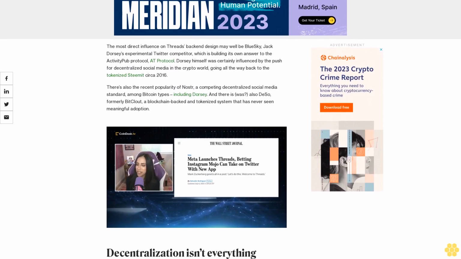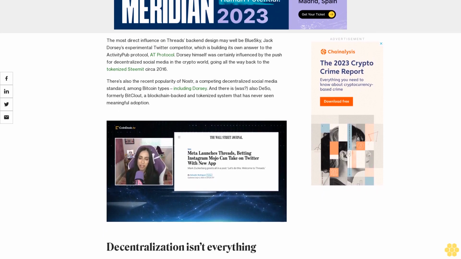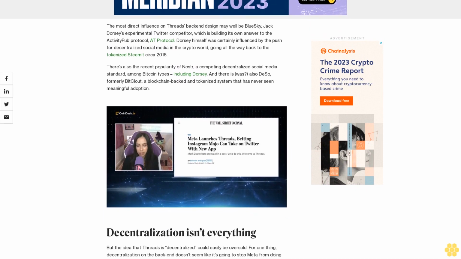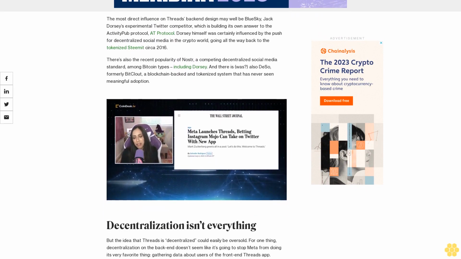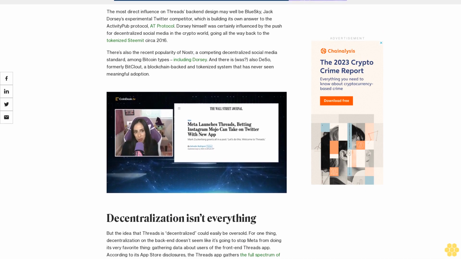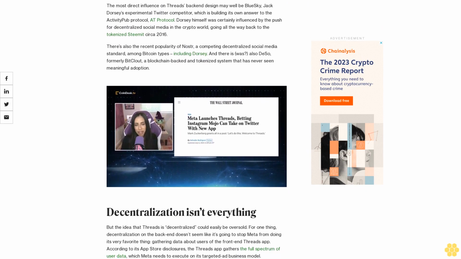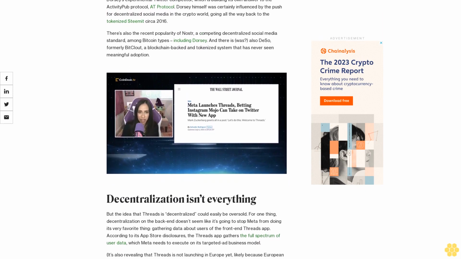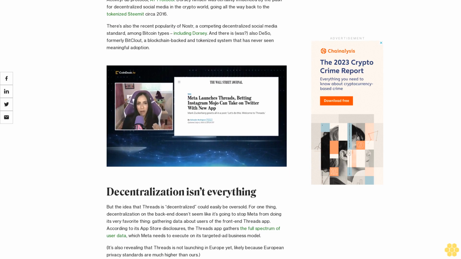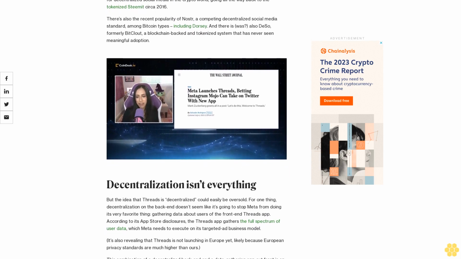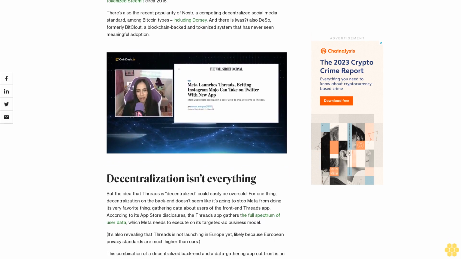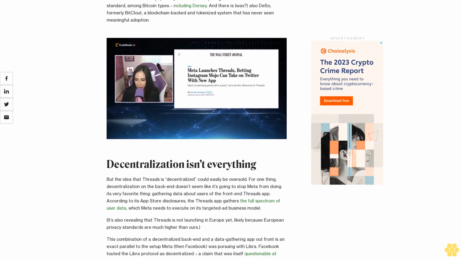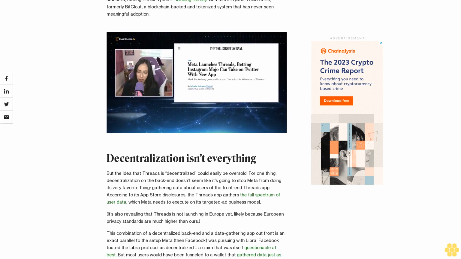The most direct influence on Threads' backend design may well be Bluesky, Jack Dorsey's experimental Twitter competitor, which is building its own answer to the ActivityPub protocol, the AT Protocol. Dorsey himself was certainly influenced by the push for decentralized social media in the crypto world, going all the way back to the tokenized Steemit circa 2016. There's also the recent popularity of Nostr, a competing decentralized social media standard among Bitcoin types, including Dorsey. Also DeSo, formerly BitClout, a blockchain-backed and tokenized system that has never seen meaningful adoption.